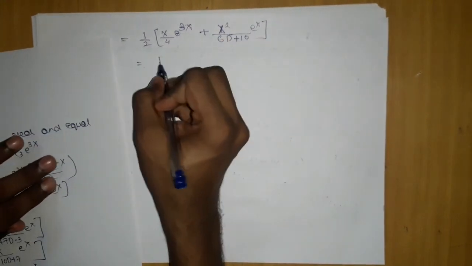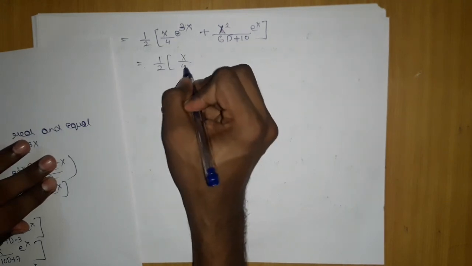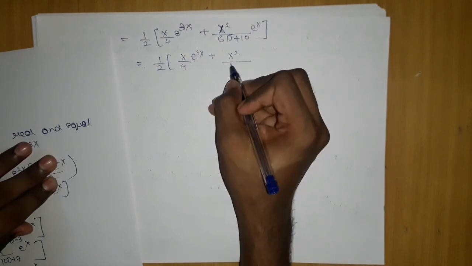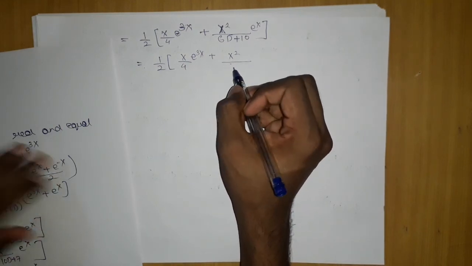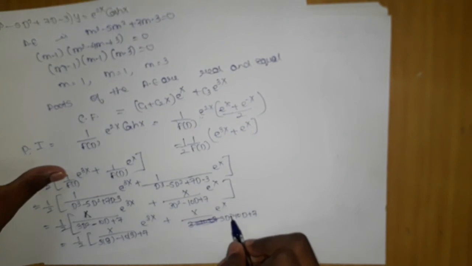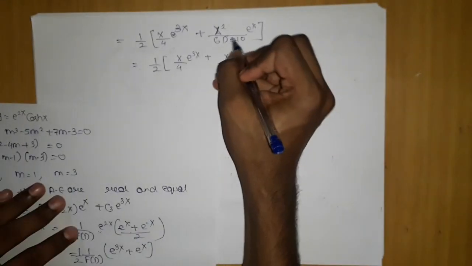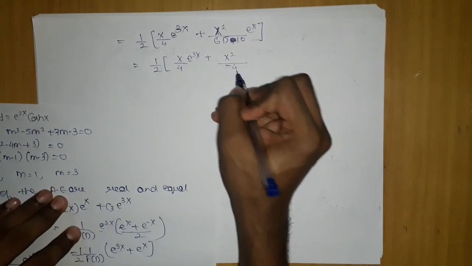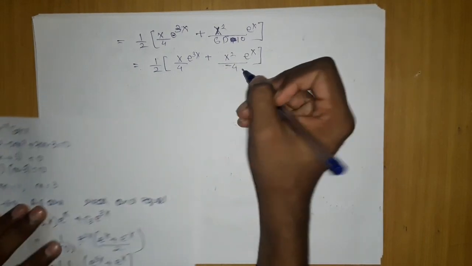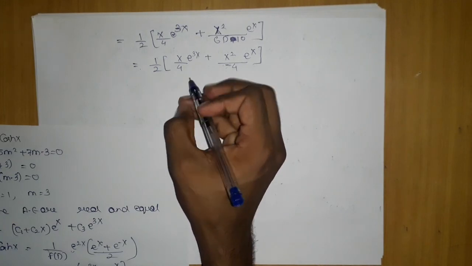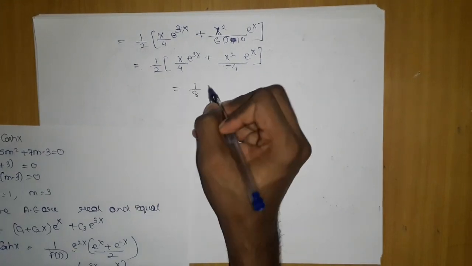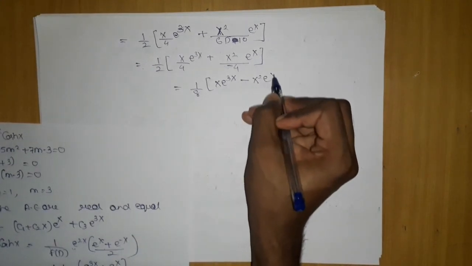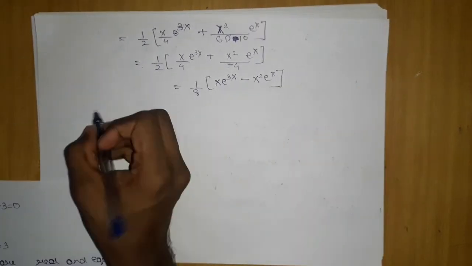Now we substitute in the next step, which gives us x by 4 e to the power 3x plus x square by, substituting 6 minus 10, which is minus 4, e to the power x. So finally if I take 4 outside, we are left with 1 by 8, x e to the power 3x minus x square e to the power x. Don't you agree? So we got our particular integral.